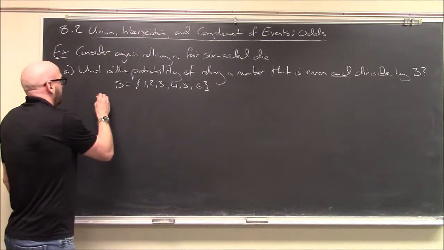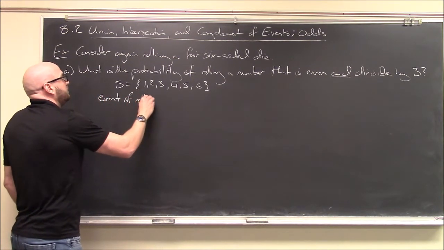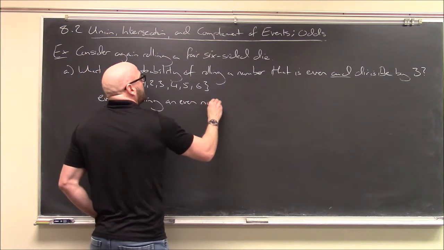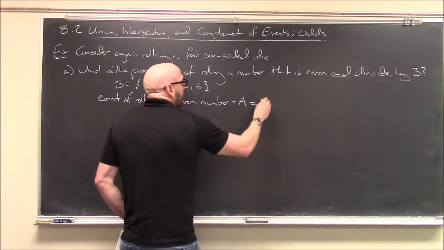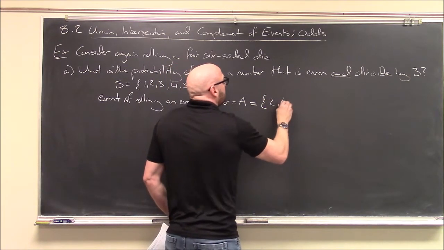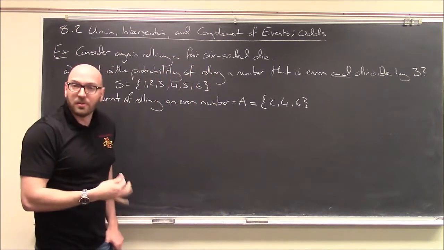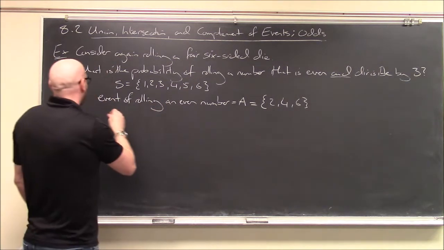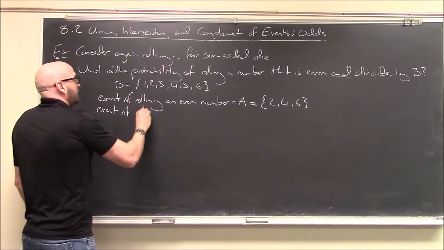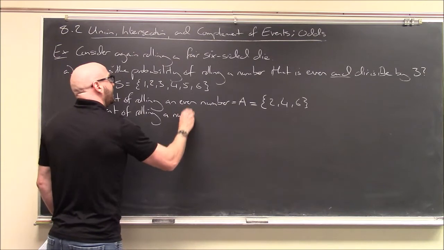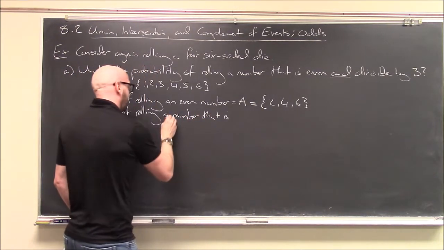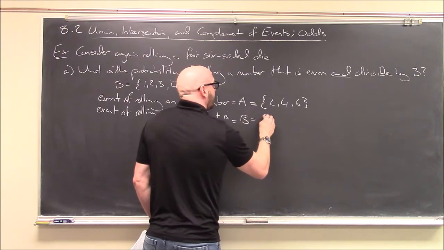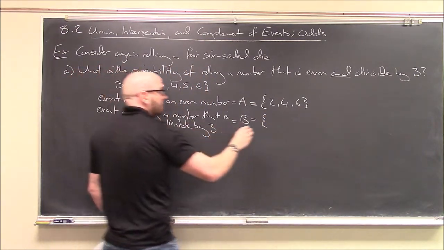And let's give these events names. So, event of rolling an even number, let's call that A. And this event would of course be even numbers 2, 4, and 6. Remember, events are formally subsets of our sample space. And we also want to look at even and divisible by 3. So we've also got an event of rolling a number that is divisible by 3. We'll call this event B. And numbers that are divisible by 3 would be 3 and 6.